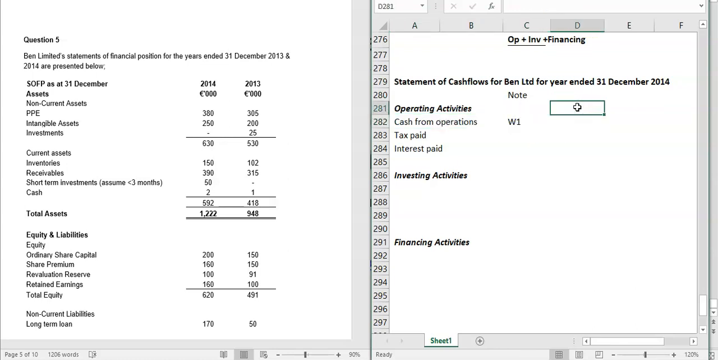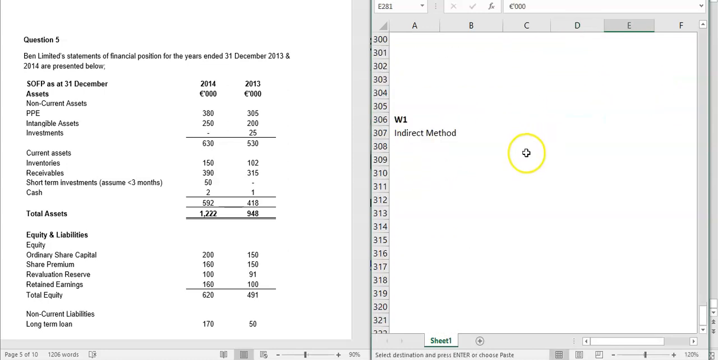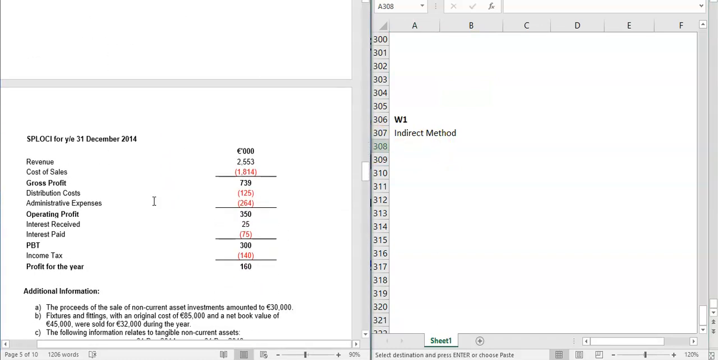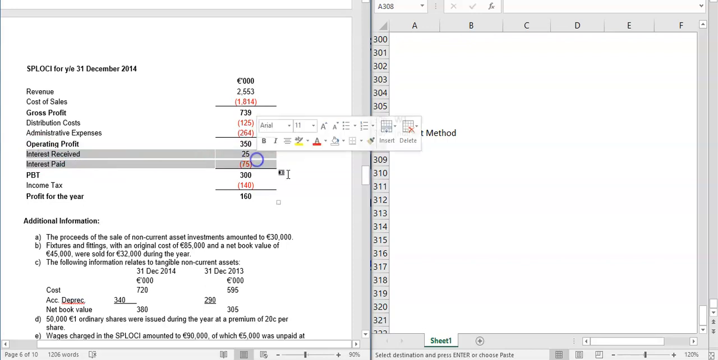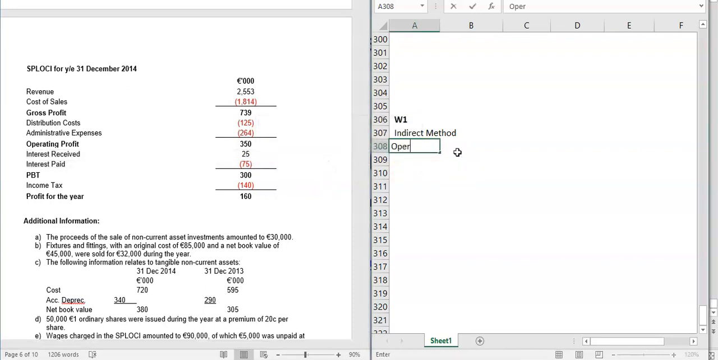We have this set up already, and we're working in thousands, so everyone will know that we're summarizing it, and go to the indirect method. So remember your indirect method: you can start with profit for the year, but you're going to be adding back tax and taking out interest received and paid, because these are all P&L items, they are not cash flow items. So I often start with operating profit. We're going to start there with 350.